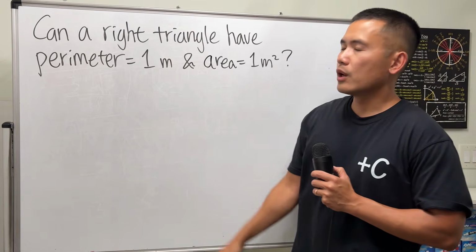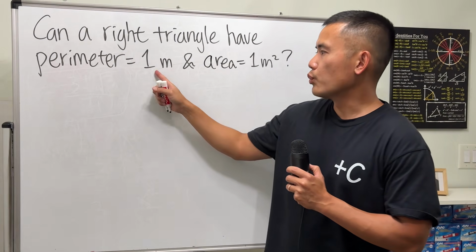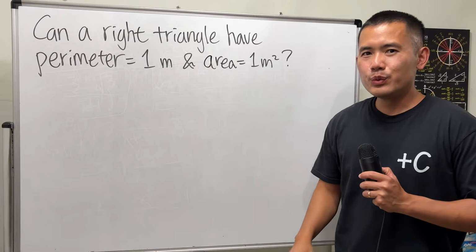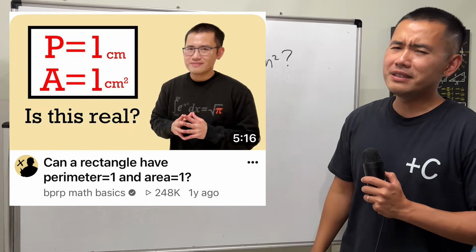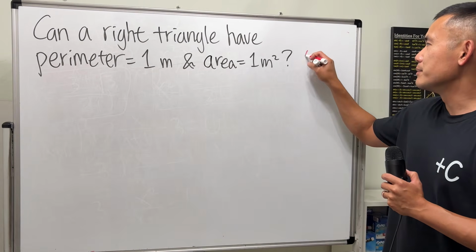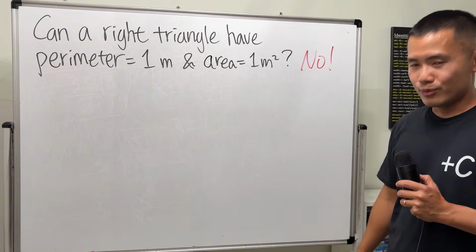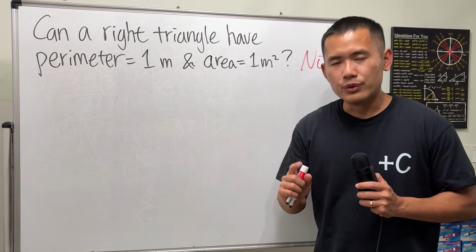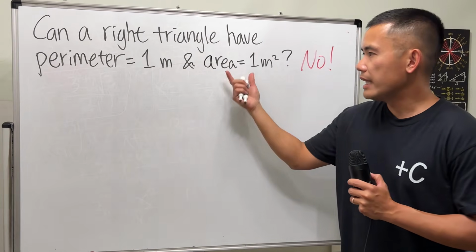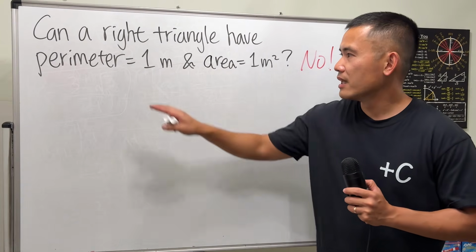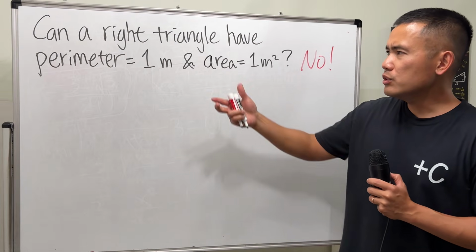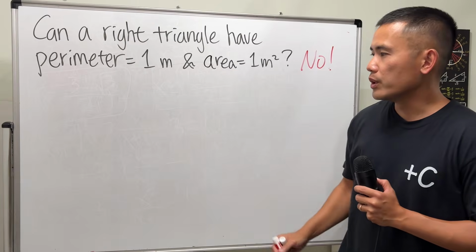Can we have a right triangle so that the perimeter is equal to 1 meter and the area is equal to 1 square meter? Yes, we did a similar question last time with a rectangle, but this time it's about a right triangle. And I will tell you, this is impossible in the real world, so it's a no. However, it is possible for a right triangle to have the same perimeter and area numerically, but not 1. 24 will work. I will show you that later, but let me first show you why this is not possible. Here we go.